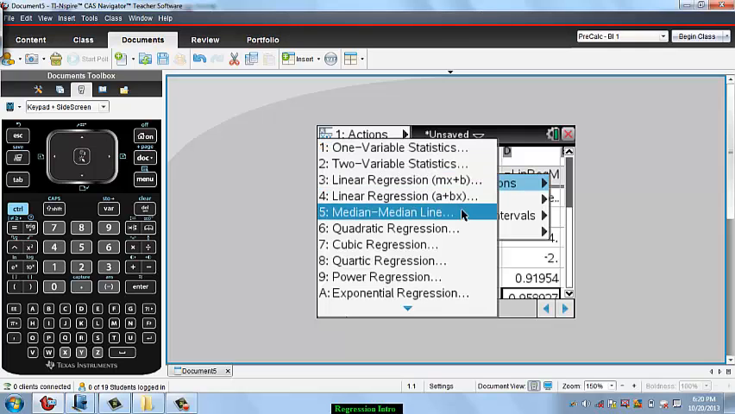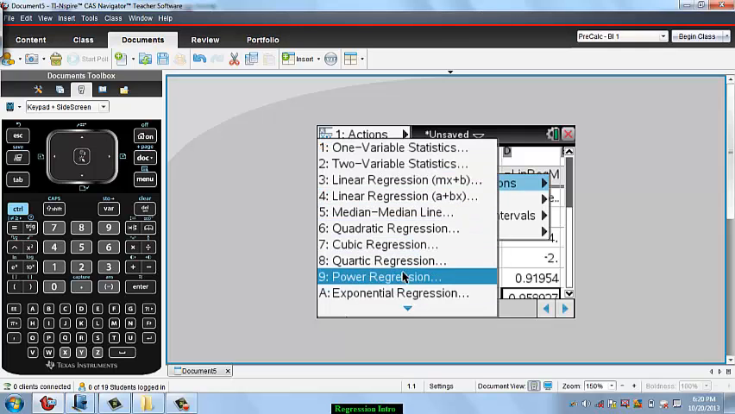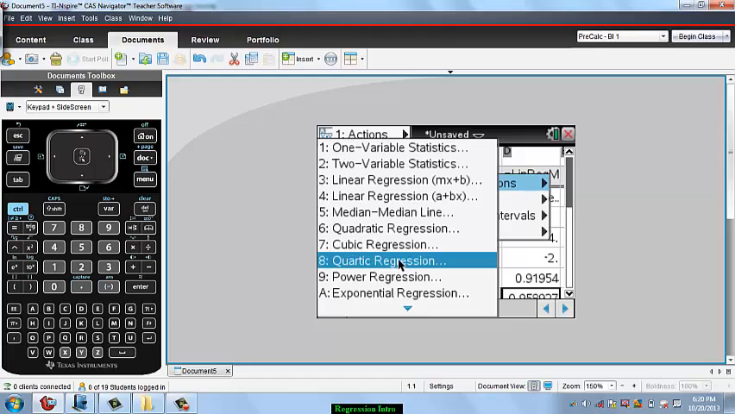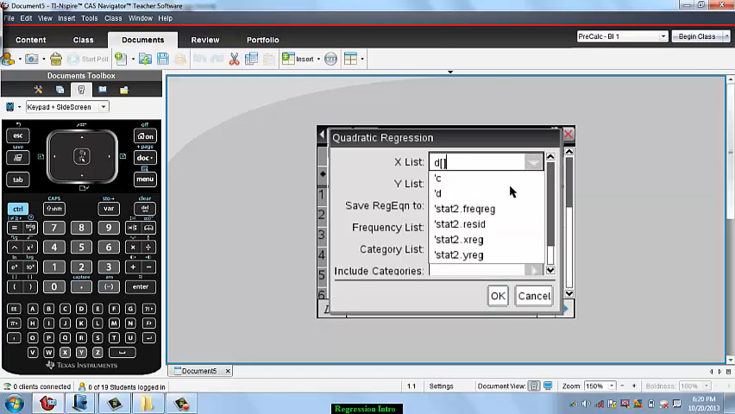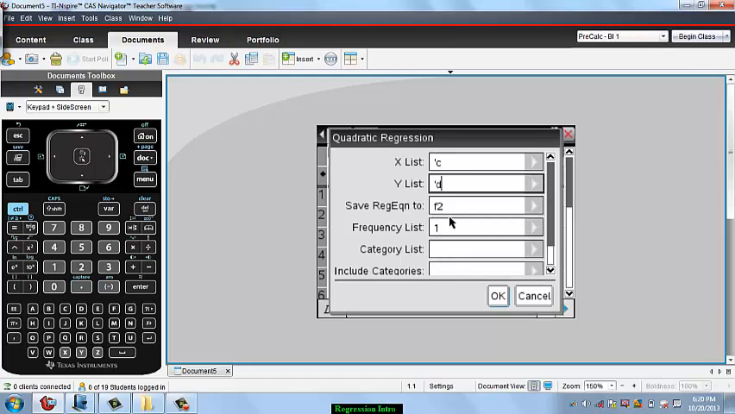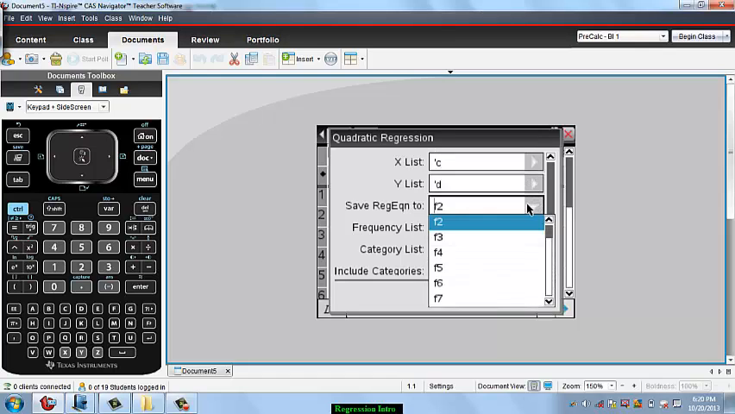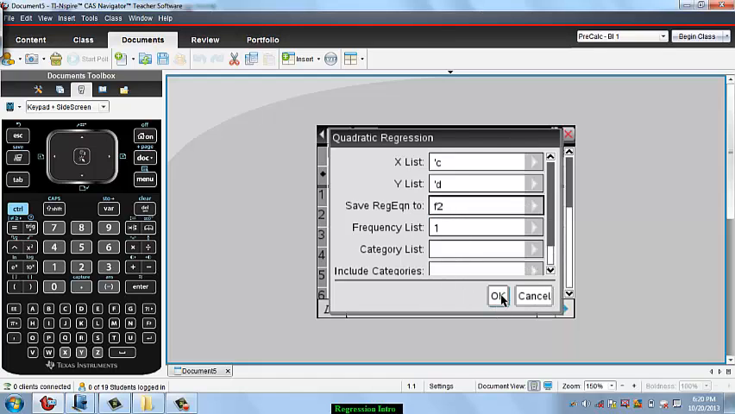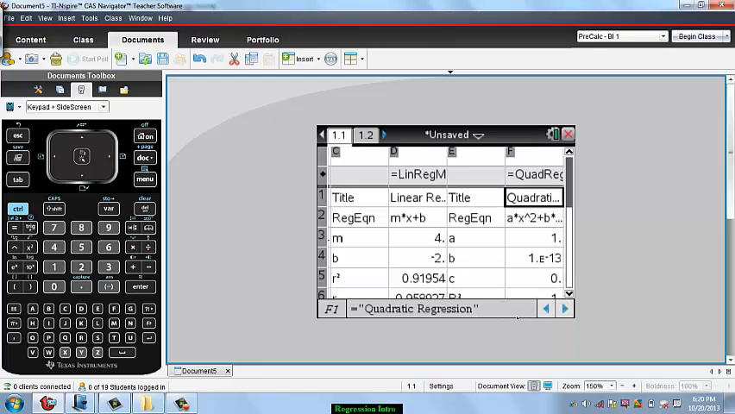Statistics, stat calculations. Let's try this one. Let's try a quadratic regression. The X list was C, the Y list was D, and we're going to save it in F2. Looks good to me. Click OK. Oh, there we go. That's why it didn't work for that. And if you look at it, it tells you here ax squared plus bx plus c. You have to click on it to see. And it tells you a is 1 and it looks like b is 0. And so basically I'd put a 1 here, so y equals x squared.